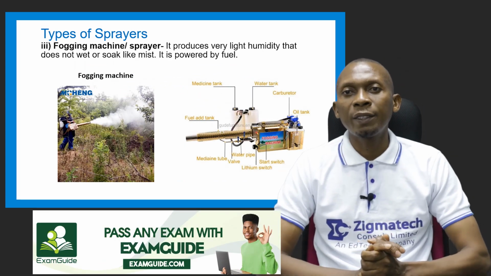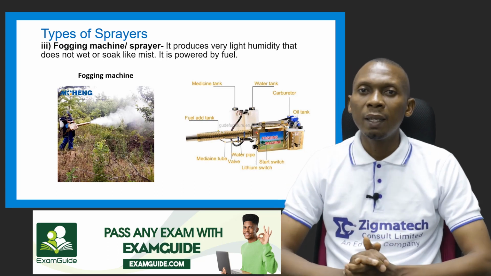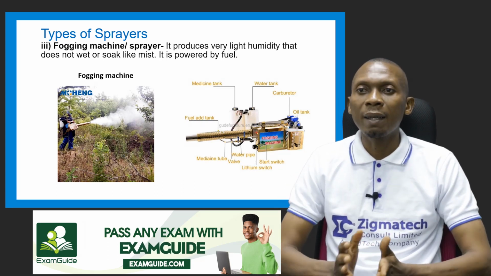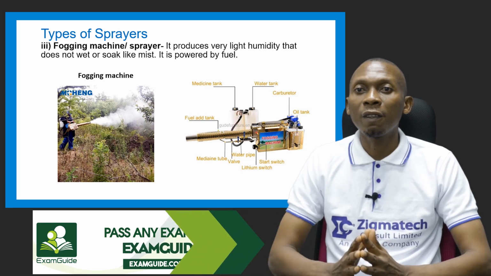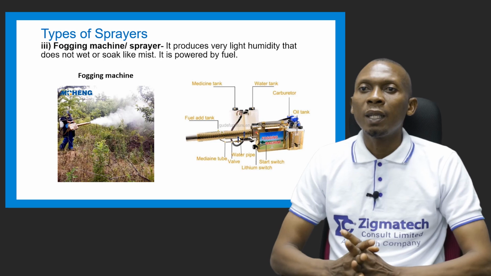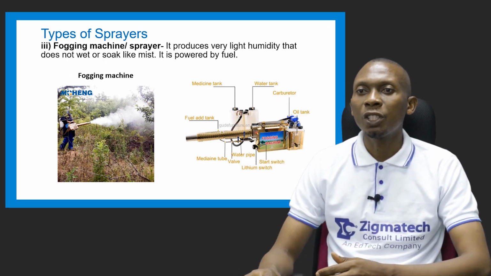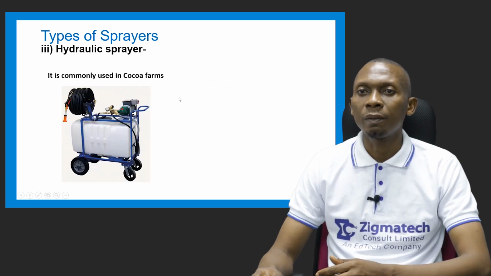The next type of sprayer is the fogging machine or sprayer. Now this produces very light humidity that does not wet or soak like mist. So what comes out of the fogging machine is just very light humidity. Now it's powered by fuel. Now this is a picture of the fogging machine and the various parts of the fogging machine.